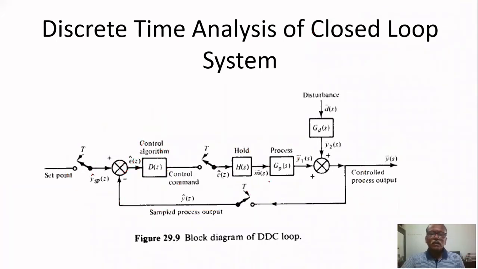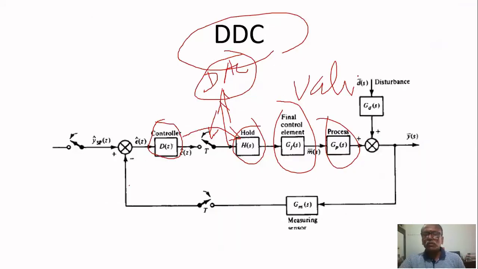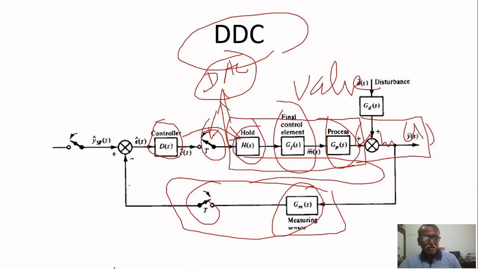The hold circuit output will go to the final control element, a valve in this case. Then its output goes to the process. So these three should be multiplied together. Then what is the measuring system? The measuring system takes continuous input and gives directly digital output, let us assume. This is also continuous measuring, so it should also be multiplied, GM of s. So from this sampler to this sampler, all should be multiplied in the S domain.